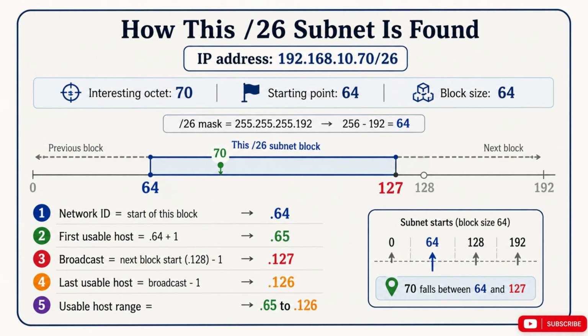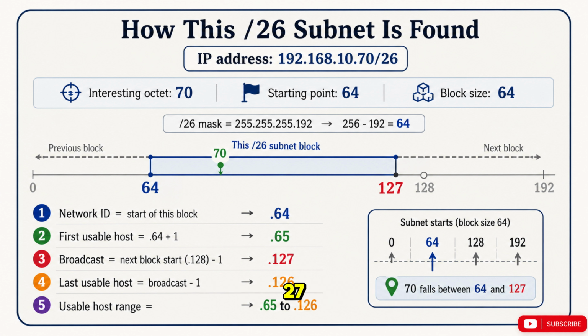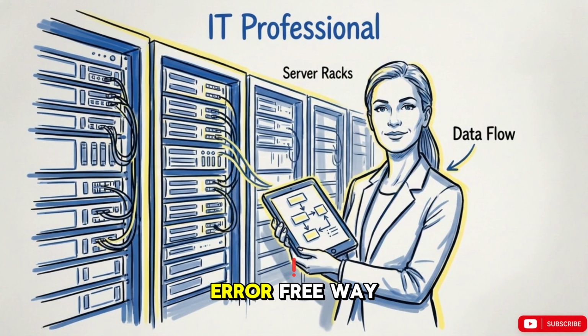Here is the math. The network ID is the starting line, .64. The first host is .65. The broadcast address is .127, exactly one number before the next block of 128 begins. That makes the last usable host .126. Relying on this simple subtraction method removes the friction of binary conversions. It gives you a fast, error-free way to calculate network boundaries on the fly.